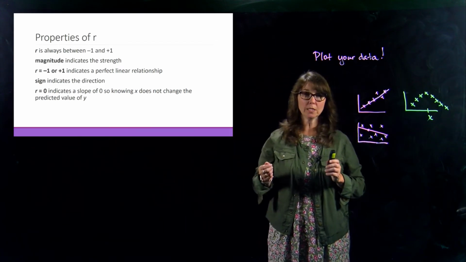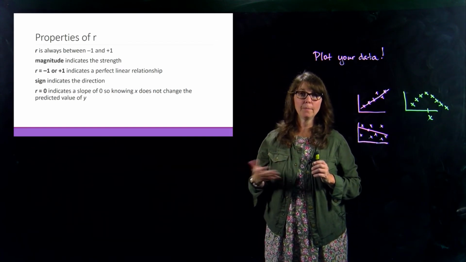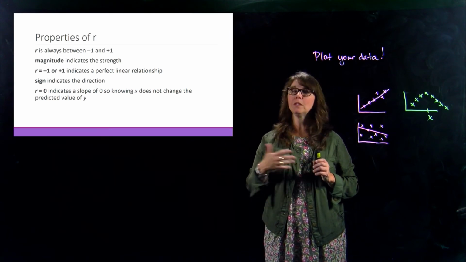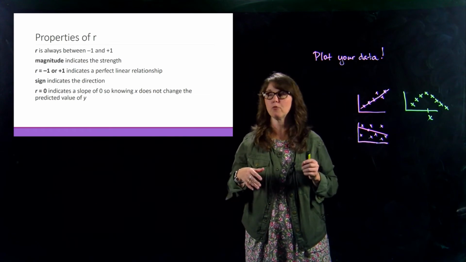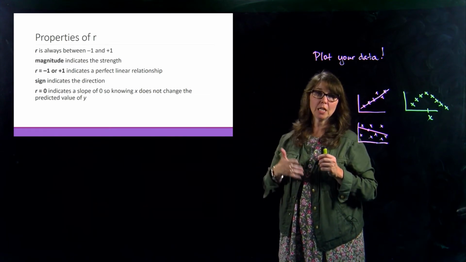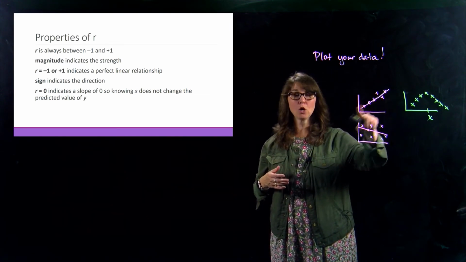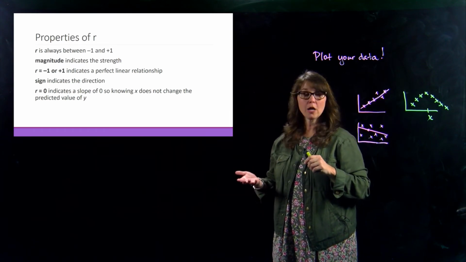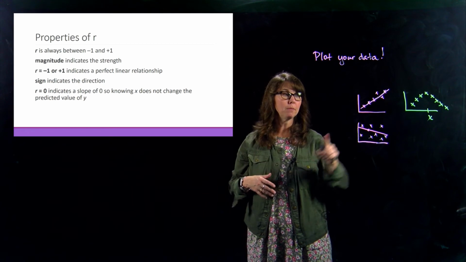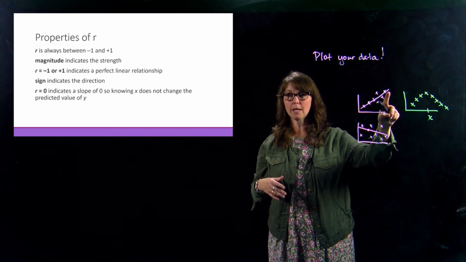R is always between -1 and +1. Always. It will never be beyond those bounds, and it can include both -1 and +1. The magnitude indicates the strength, how closely those points are hugging that line. An R of either -1 or +1 means that every point is actually lying on the line.